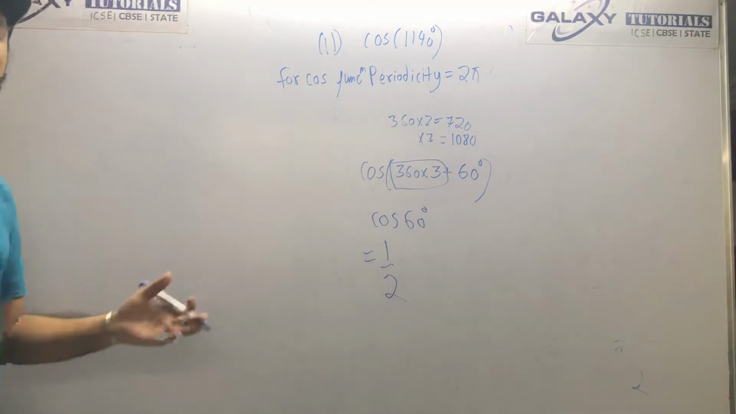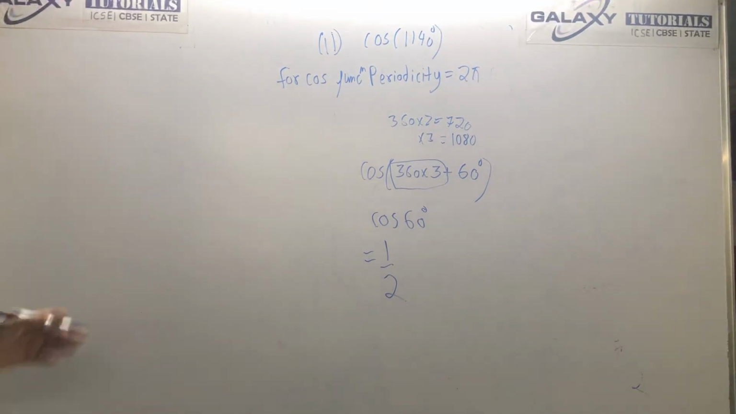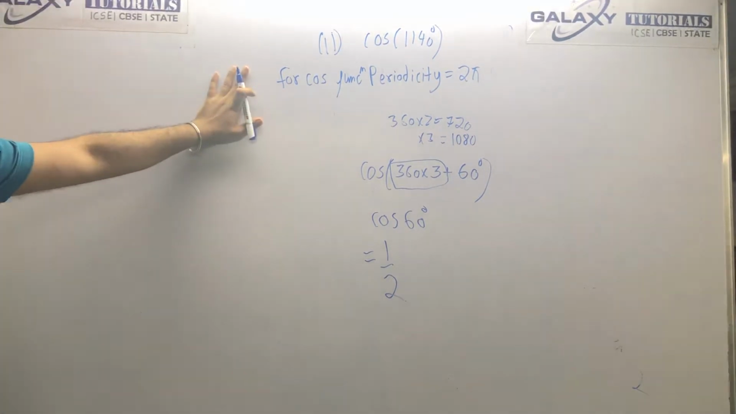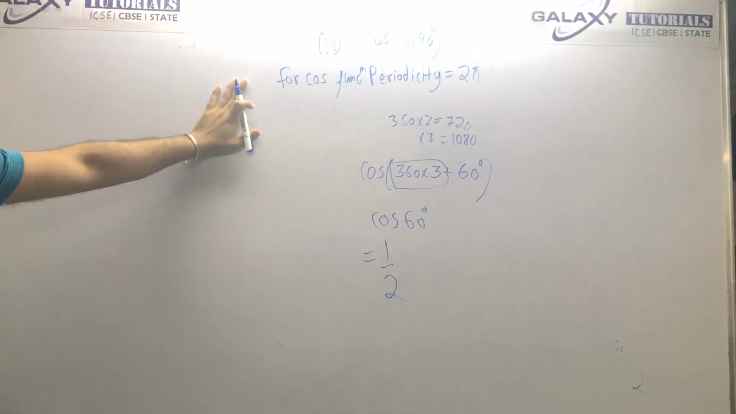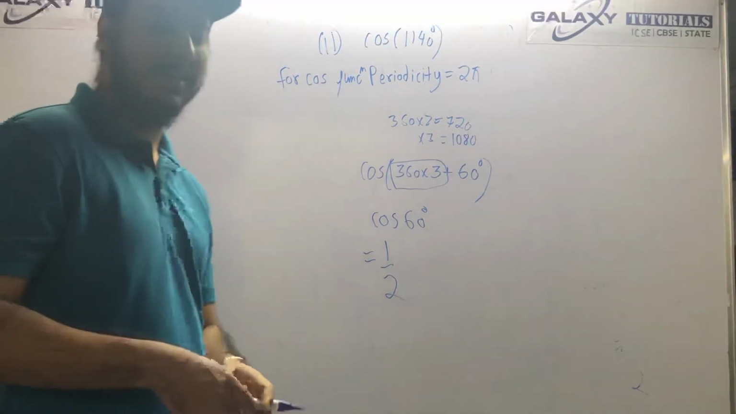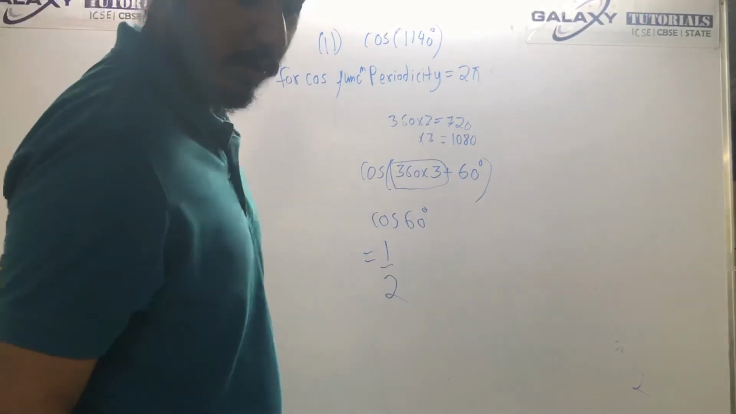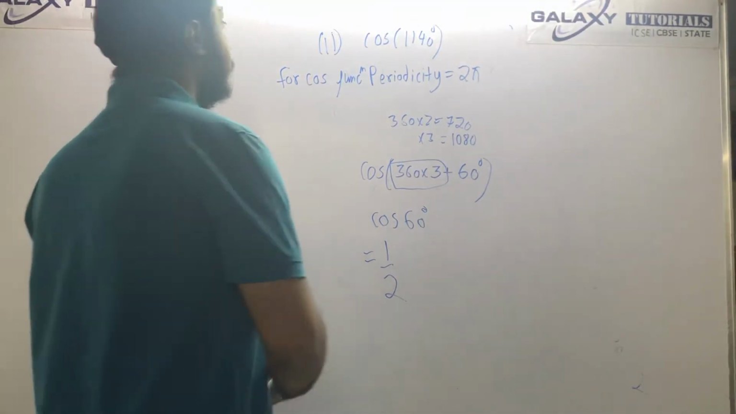So all these angles that are greater than 360 degrees, you can use this concept of periodicity that I have told you. In the other questions, you can do the 90 degree method that I have shown, the multiple form.